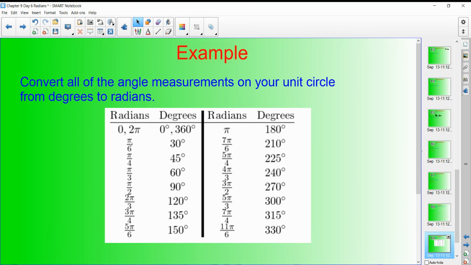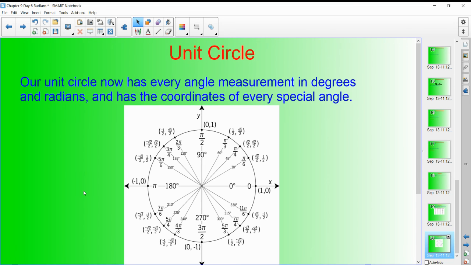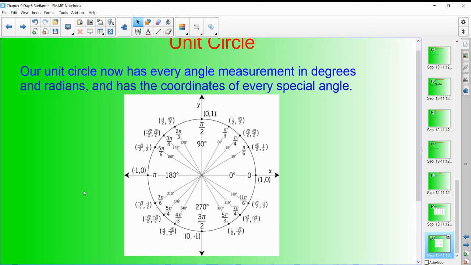So here we are. Here are the different angles on your unit circle. Notice 0 and 2 pi are both at the same position, along with 0 degrees and 360. Here are the rest of the angles. All of these fractions are going to be simplified, and that's okay. If you didn't simplify them, check to see if when you simplify them, you get these. And now we have a fully filled out unit circle, where x is the cosine value and y is the sine value, and we know each angle in degrees and radians.